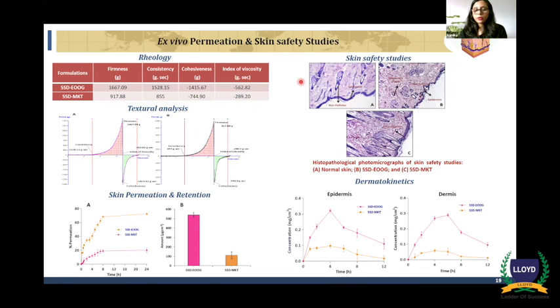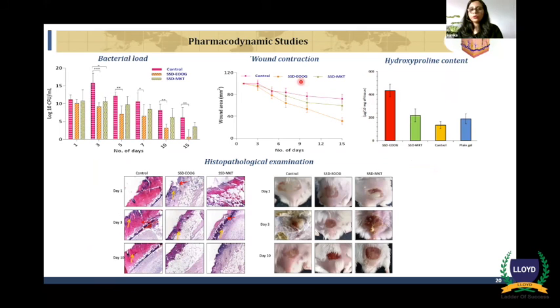Then again, dermatokinetics, which provides useful information about how much of the drug is available in the epidermis as well as the dermis, because sometimes for certain molecules as well as certain skin conditions, the desired target site is the epidermis, and on the other hand, it is the dermis. Then again, pharmacodynamic studies involving determination of bacterial load, wound contraction, hydroxyproline, as well as histopathological examination.